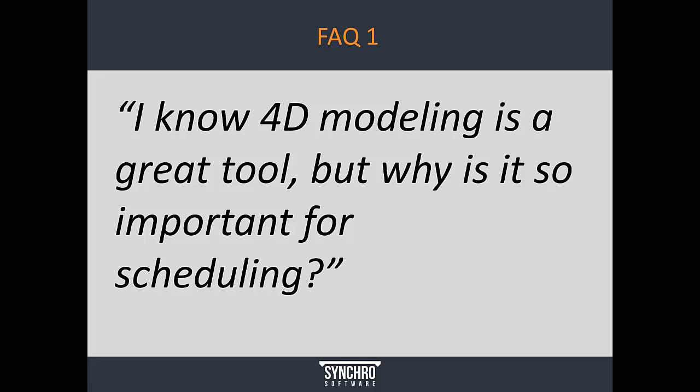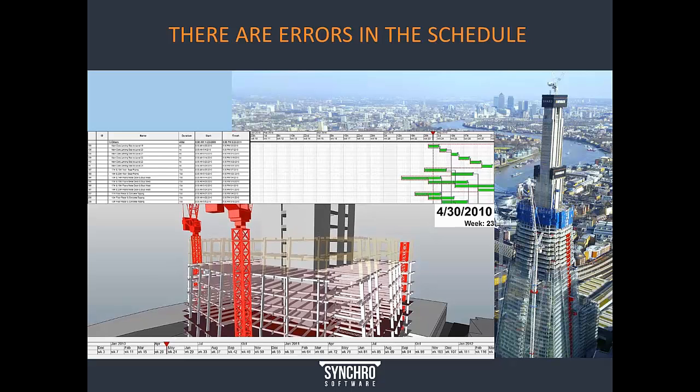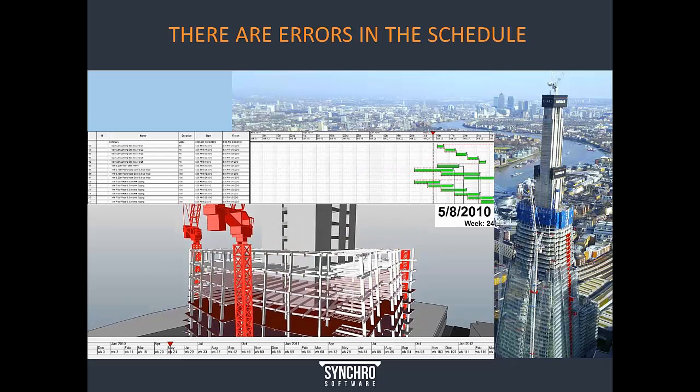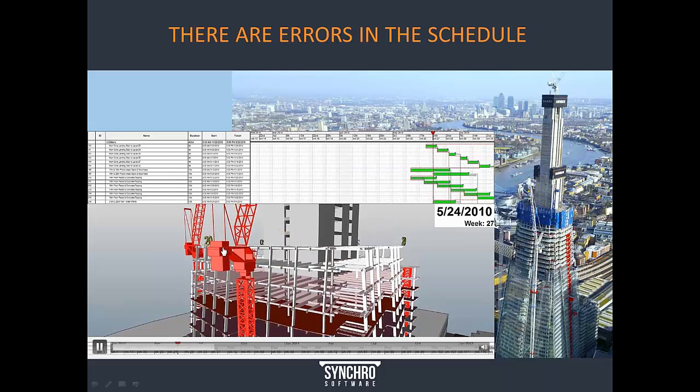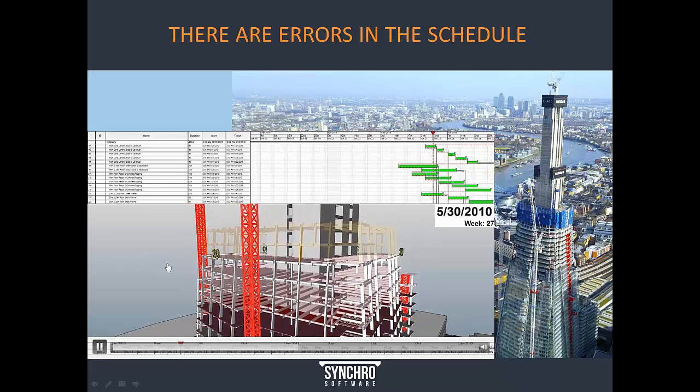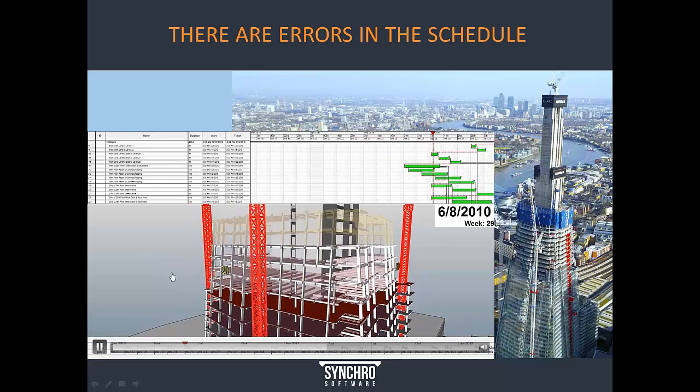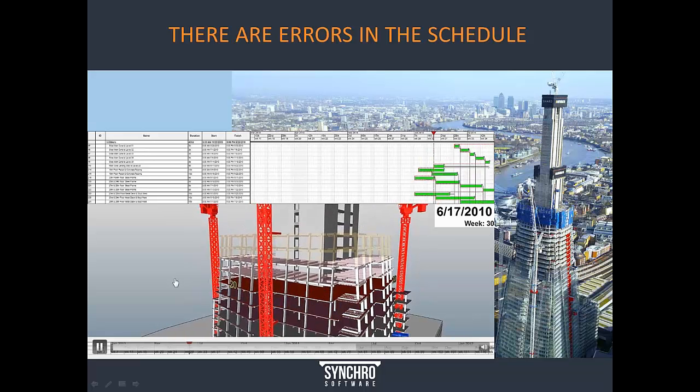So the first question that we get asked quite frequently is this one here. I know 4D modeling is a great tool, but why is it so important for scheduling? I'm going to go over a few aspects in response to this question. The first one is there are errors in the schedule. This is an absolute. It's virtually impossible to create a schedule and plan the sequence of complex works without errors. The question is, when are you going to discover these errors, and how are you going to discover these errors?